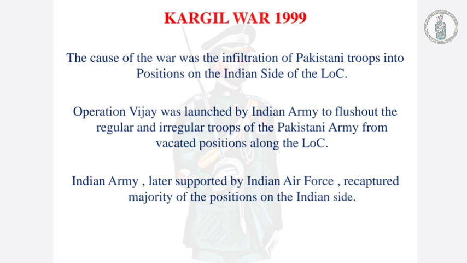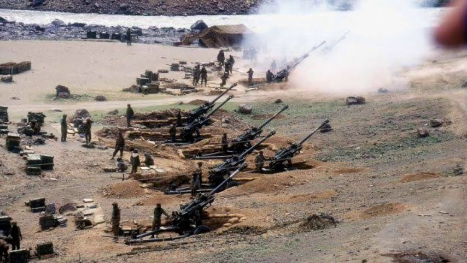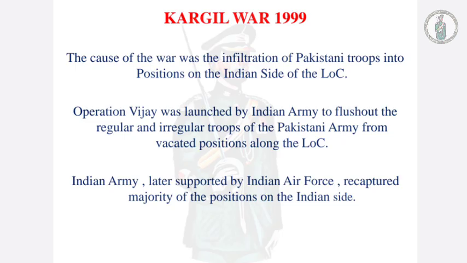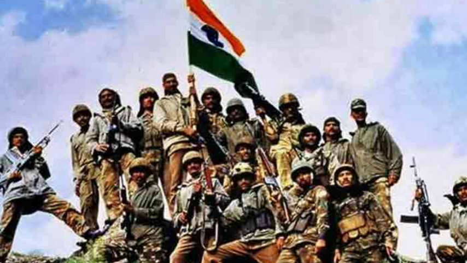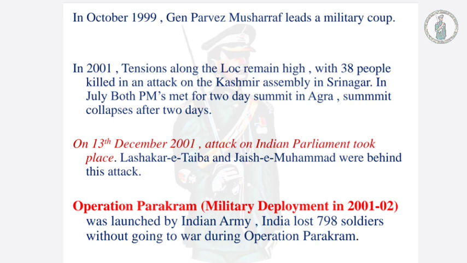Then in the same year, the Kargil war started. So Pakistan again waged a failed war. The cause of the Kargil war was the infiltration of Pakistani troops onto the Indian positions of the LOC, and the Indian Army launched Operation Vijay to flush out the regular and irregular troops of the Pakistan Army from the vacated positions along the LOC. The Indian Army later got the support of the Indian Air Force, and recaptured the majority of the positions on the Indian side. Then in October 1999, General Pervez Musharraf led a military coup and the Pakistani government was toppled.